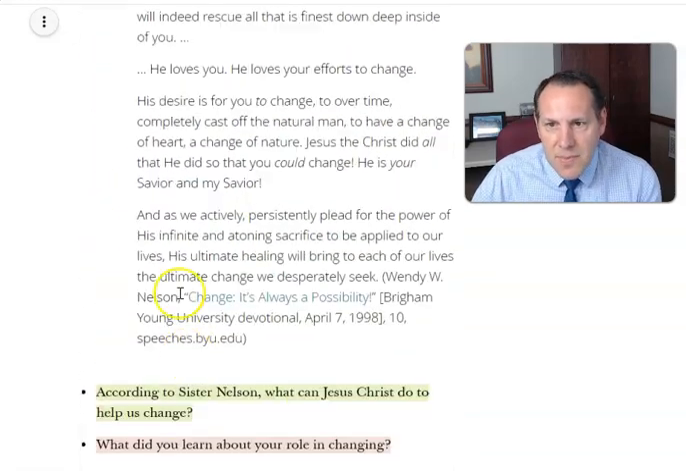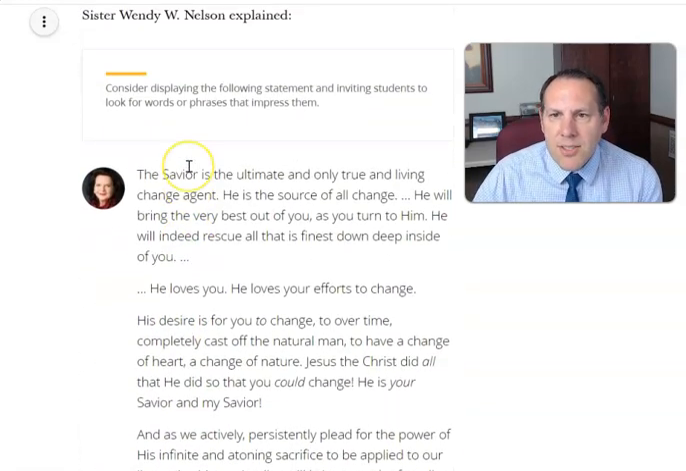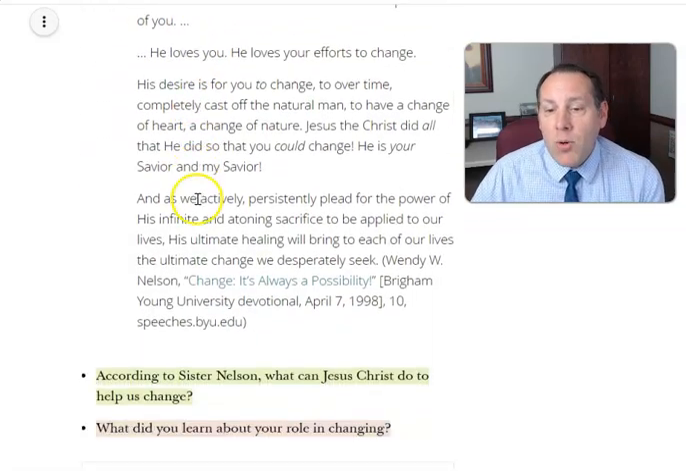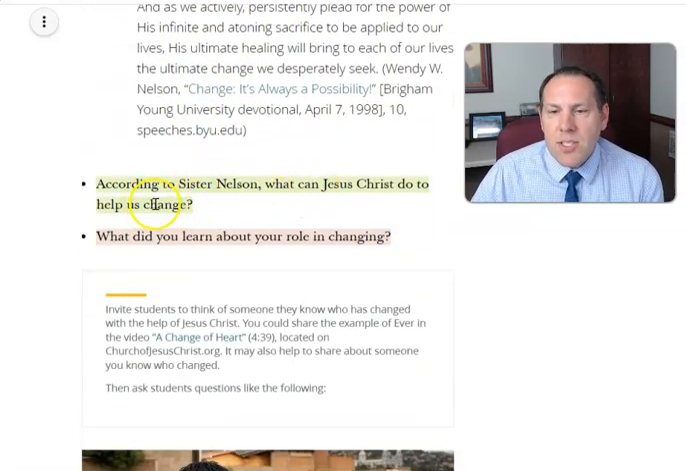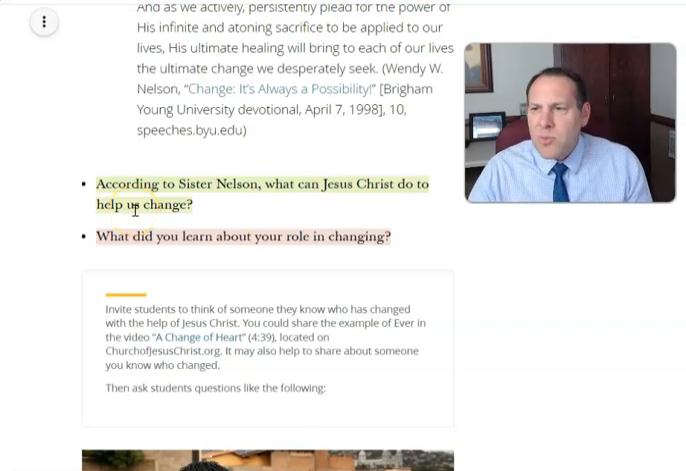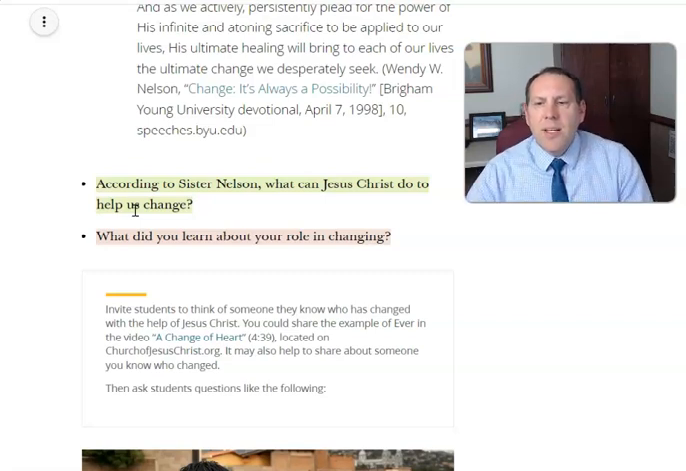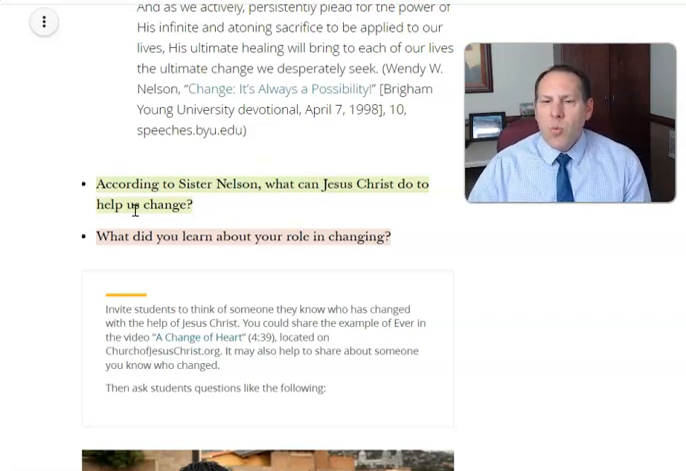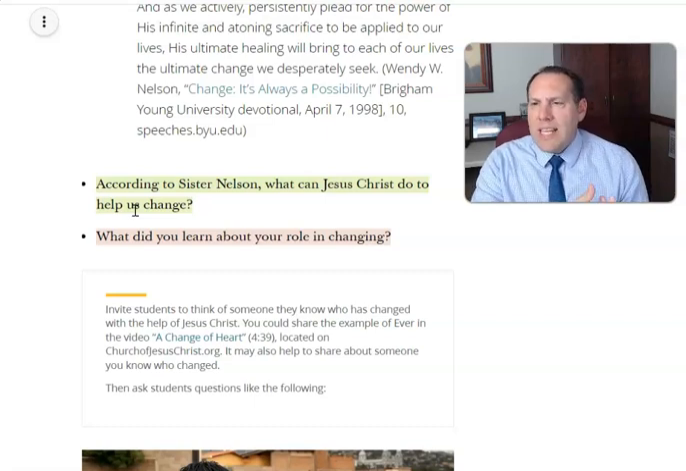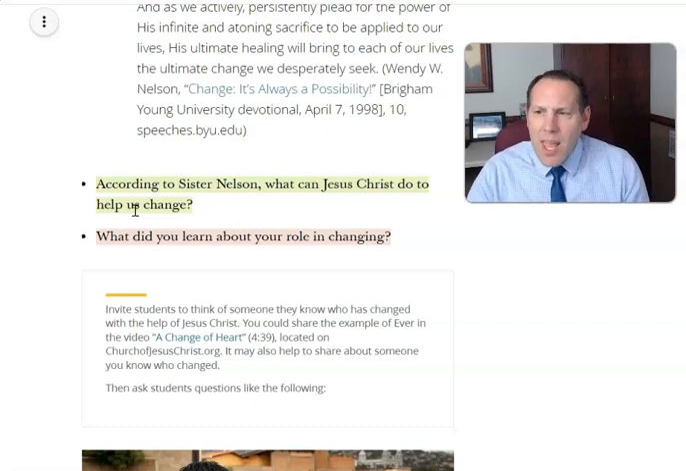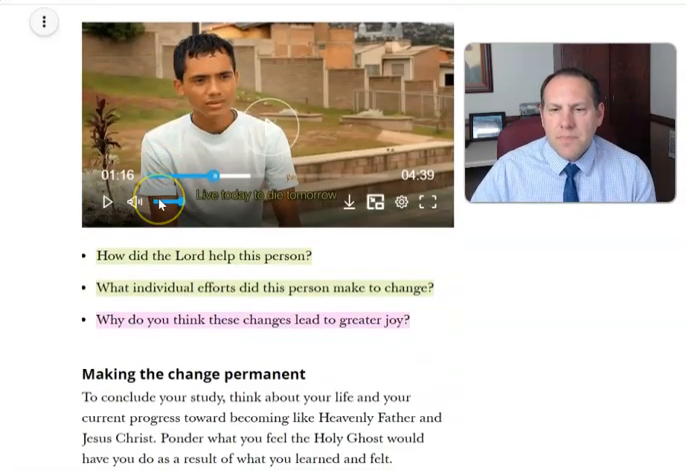Let's look at another. Looking at Wendy Watson Nelson question, quote, according to Sister Nelson, what can Jesus Christ do to help us change? This could be a good classroom one because you just read it. Maybe you had it on a screen, on a PowerPoint, so everybody's seeing it, but that's the class can just bring out. But in brown, that's in the journal again. What did you learn about your role in changing? So maybe that's a personal one, and I want everybody to think and have an insightful experience. So let's respond in our journals to that.